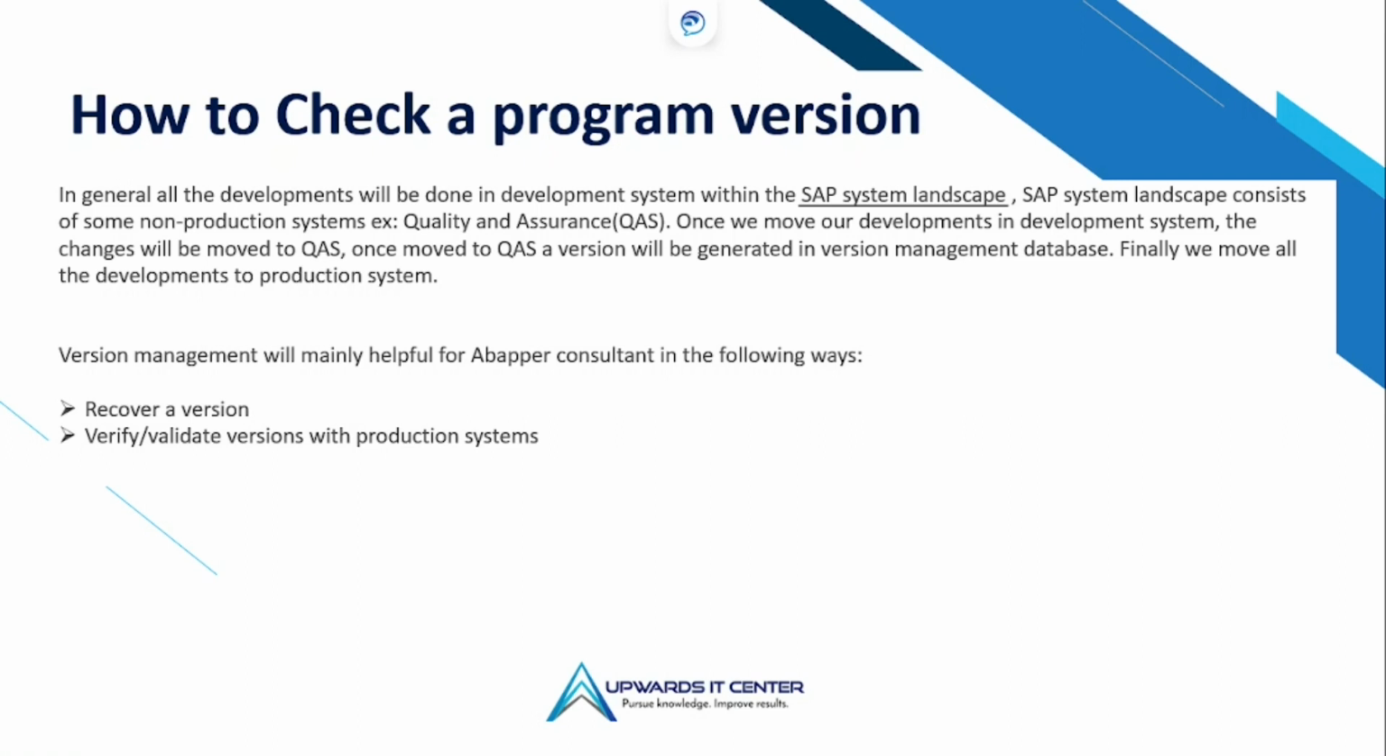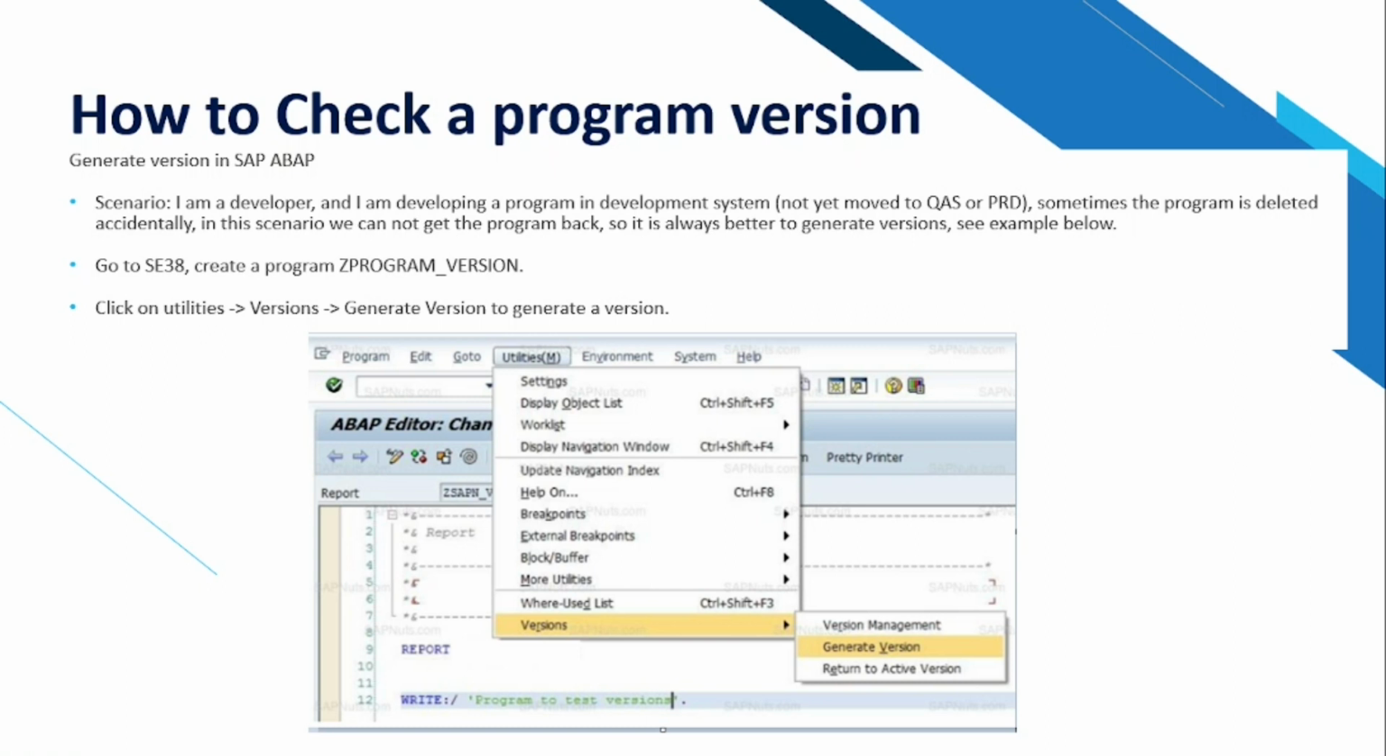Therefore, version management will mainly help the ABAP consultant in the following ways. We can verify and validate a version with production systems. This allows us to roll back a version in the production environment if we have some impact or side effects of a transport to production. We can roll back for the last one version. Also, we can compare between the systems, for example from development to production, the difference between the versions between the systems. Generate version in SAP ABAP.